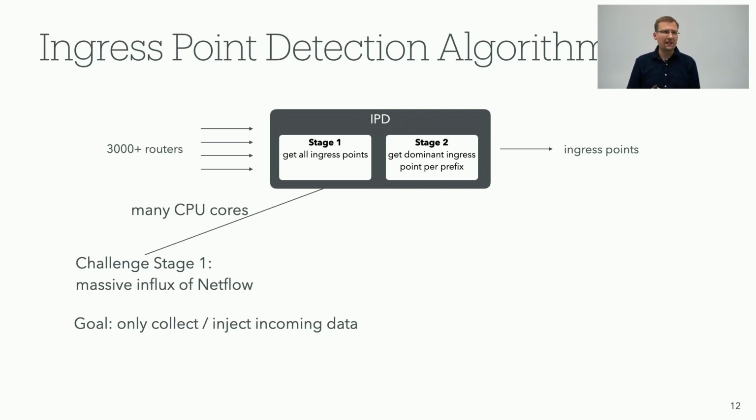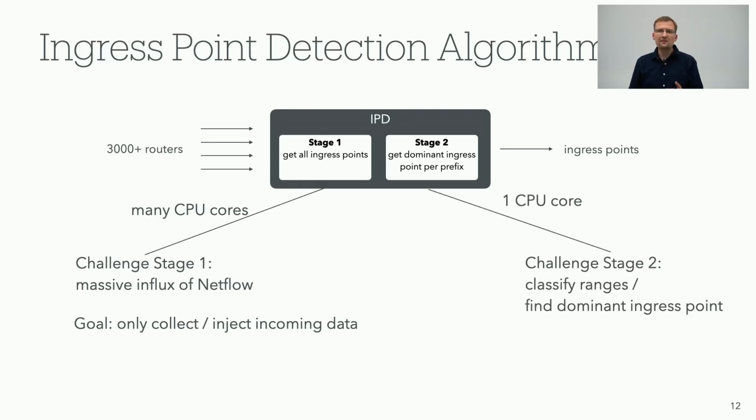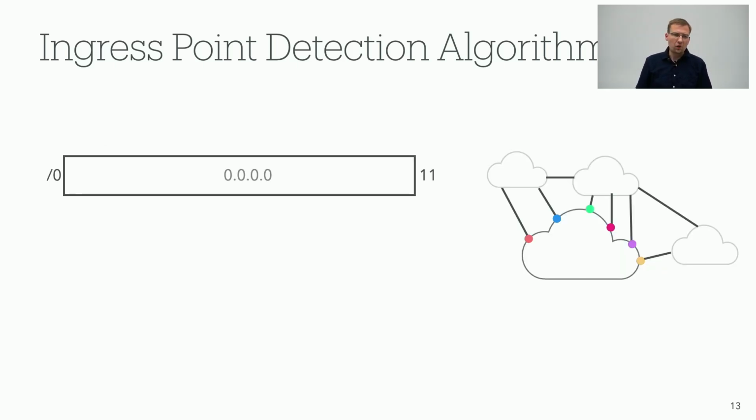This is something that can nicely be parallelized over many CPU cores. In the second stage, we're then concerned with the actual classification of the ranges and finding the dominant ingress point. In order to prevent race conditions, we only let this run on a single CPU core. So let's demonstrate the algorithm by a simple example.